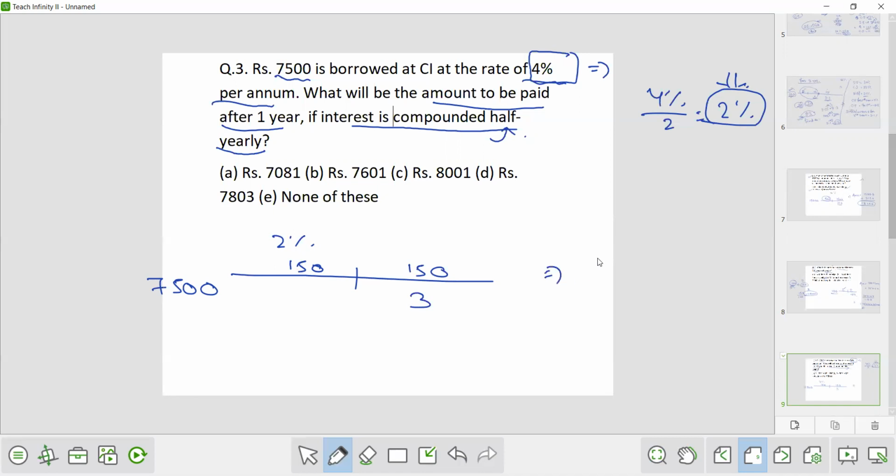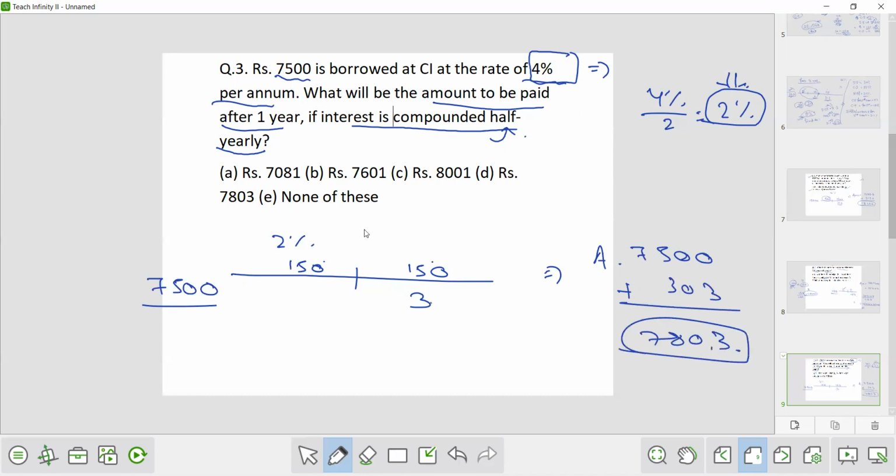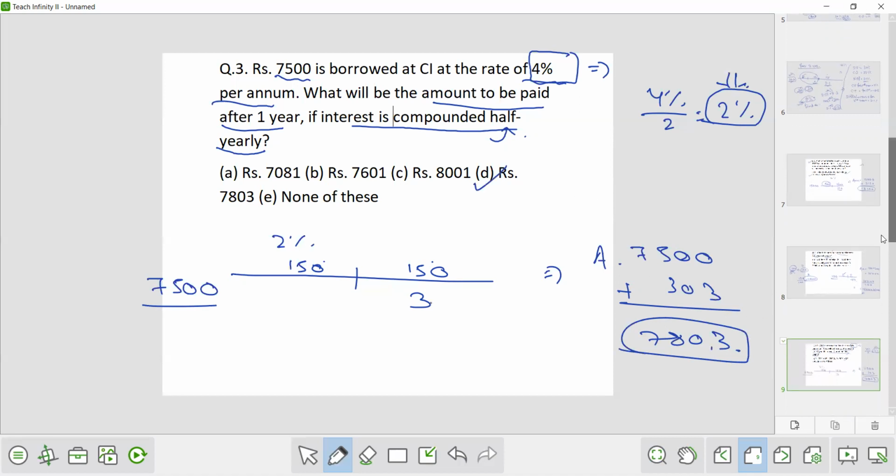Now you have to find the amount. So amount is 7,500 plus 150 plus 150, that is 300, and plus 3, that is 303. So you get 7,803. D is the answer. Okay.